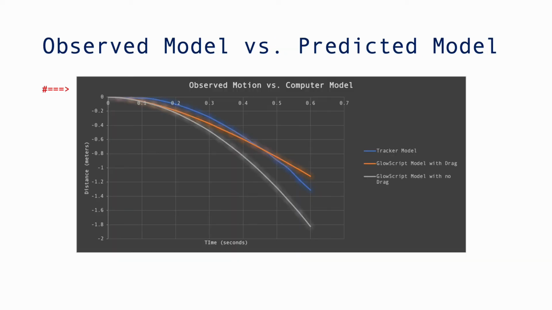Here in this graph we can see a clear comparison between the three models: the observed model in blue, the GlowScript model with drag force in orange, and the other GlowScript model with no drag force. We see that the GlowScript model with drag and the Tracker model are very similar. However, the GlowScript model that doesn't consider drag force accelerated way quicker, and this is because in real life air resistance exists and the drag force actually plays a part in the movement, so it's not only the gravitational force but also the drag force acting upon the object. For these reasons these two models are very similar.